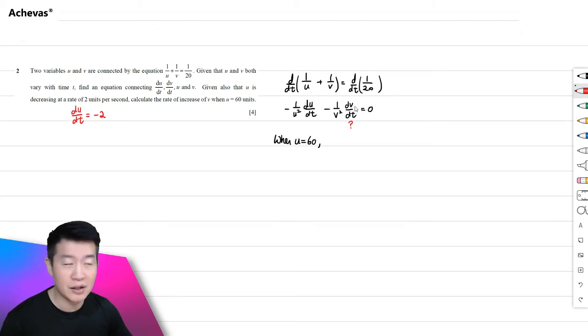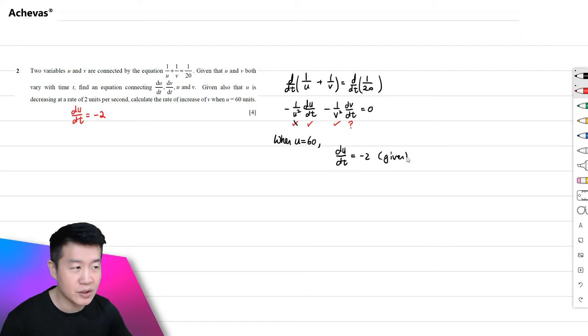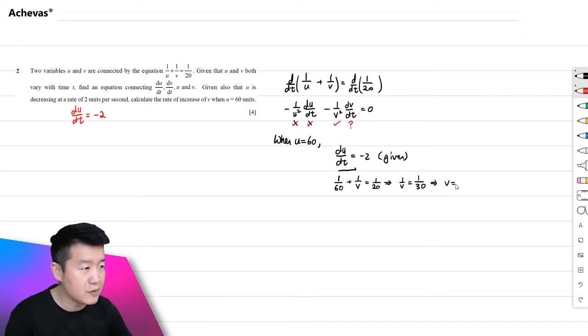And I know in this equation, in order for me to find this, I need the value for this, this, and this. Let's see what we have already gotten so far. u is equal to 60, so this I've already gotten settled. And we are also given that du/dt is equal to minus 2, so this is also settled. We need v squared, no problem, because we have an equation that relates u to v. Since u is 60, it is 1 over 60 plus 1 over v equal to 1 over 20. This will give us the value for v. 1 over v is equal to 1 over 30. This tells me that v is equal to 30.